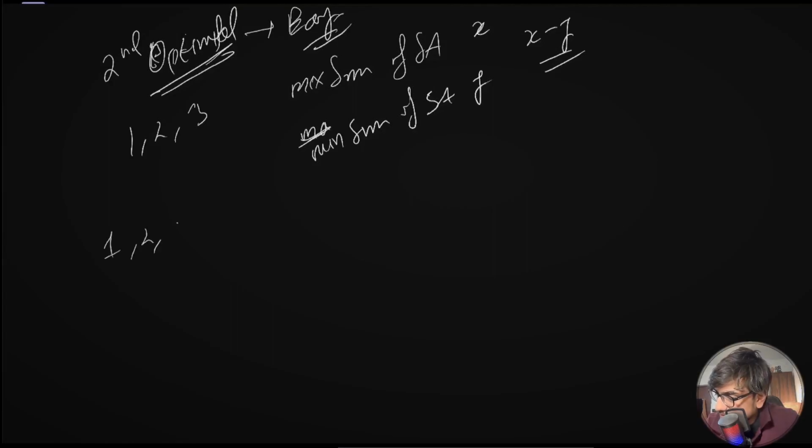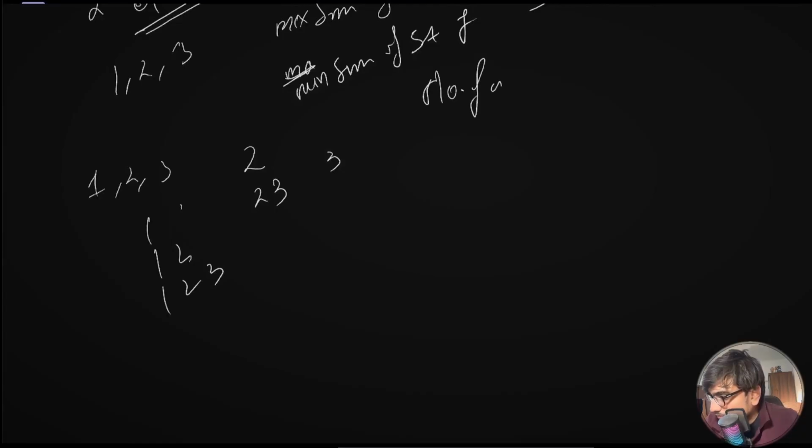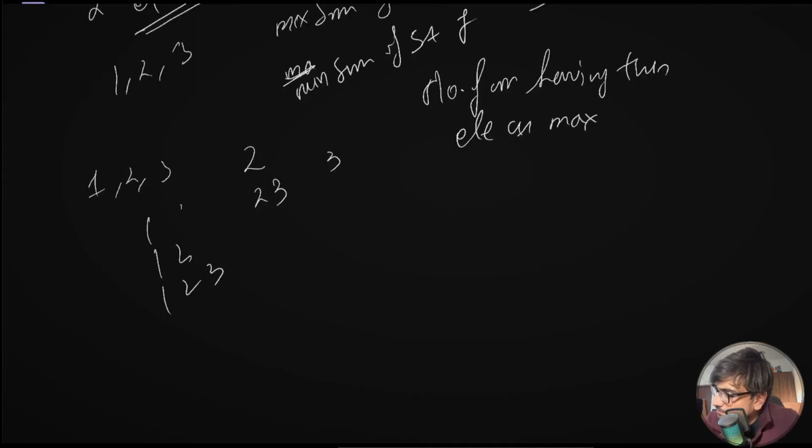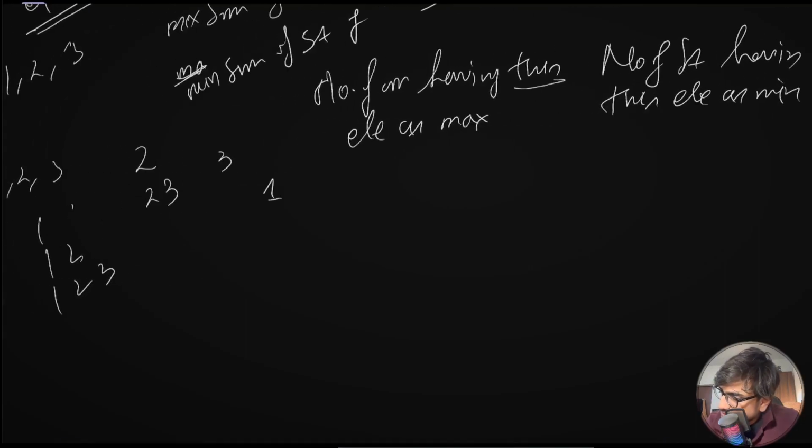So 1, 2 and 3. The subarrays formed would be 1, 1 2, 1 2 3, 2, 2 3 and 3. So we need the number of subarrays having this element as maximum, and the number of subarrays having this element as minimum. So what would it be for these elements, 1, 2 and 3?